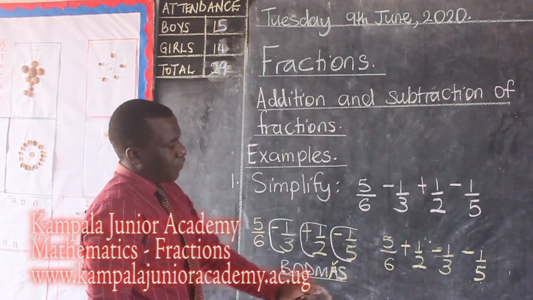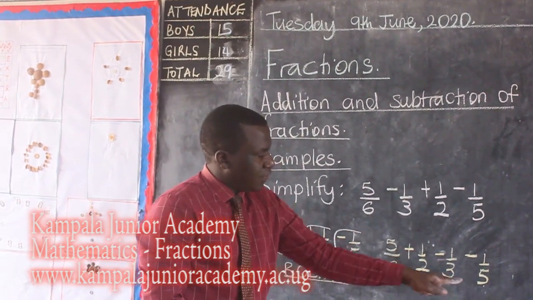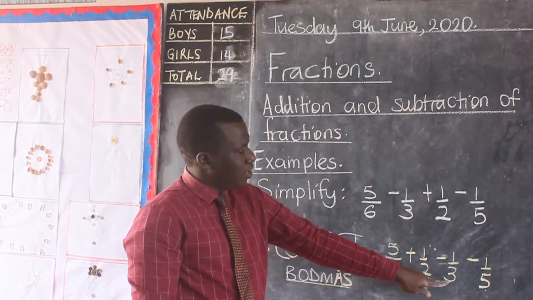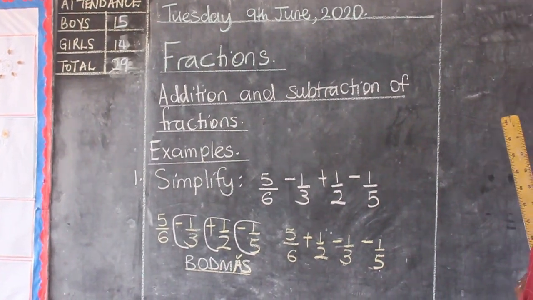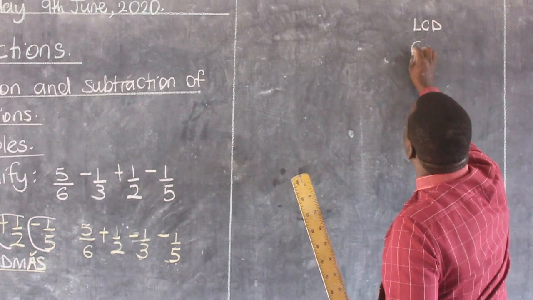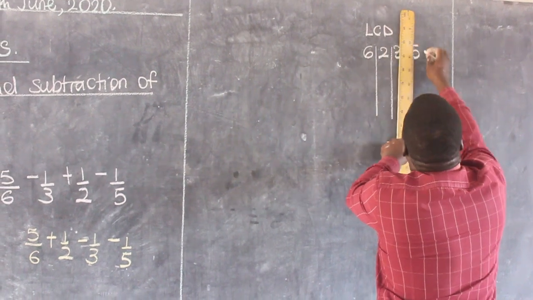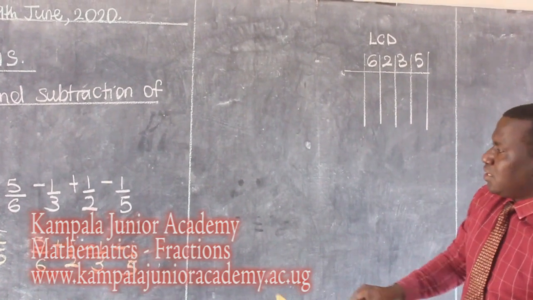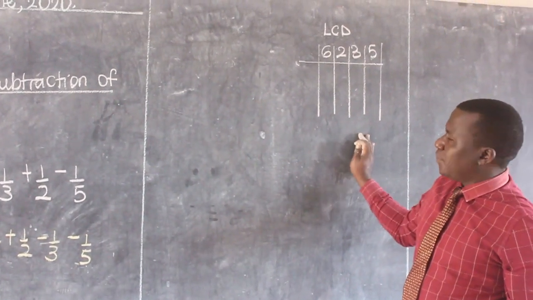Quickly now, the next thing you're going to look for is the lowest common denominator of all these denominators. In our lesson 2, we already know how to get the lowest common denominator. So we shall say our lowest common denominator of 6, 2, 3, 5. And remember, we do this by prime factorizing. So we shall prime factorize these denominators so that we can get one common denominator.